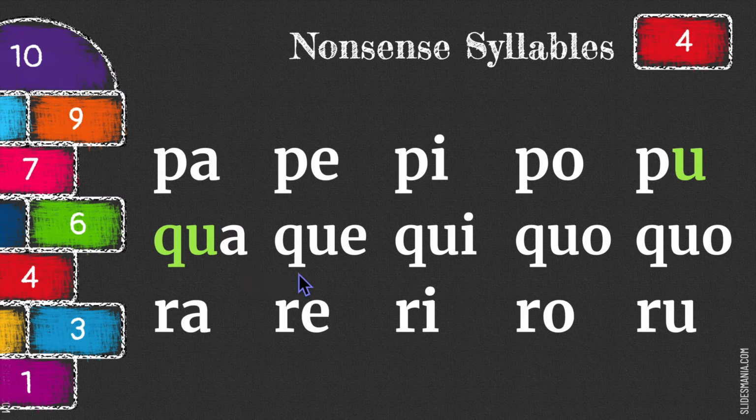Quay, quee, quai, quo. Oh, this should be a U here. Quo. Ray, re, rye, row, rue, that's too hard to say, rue.